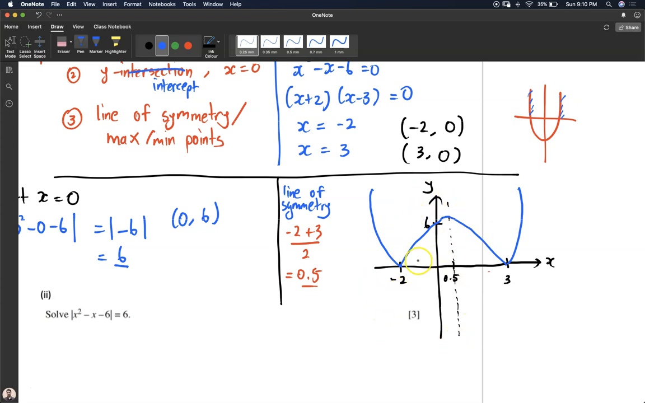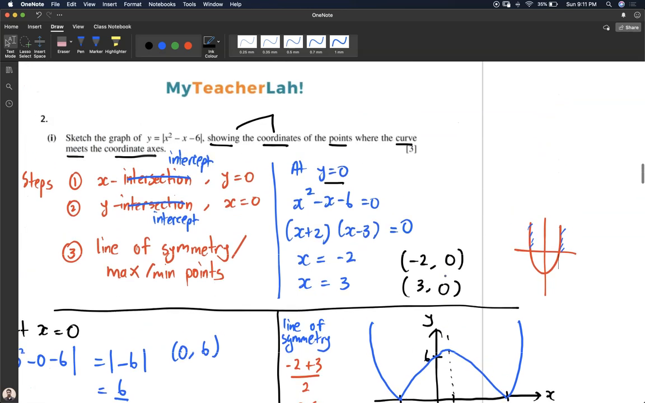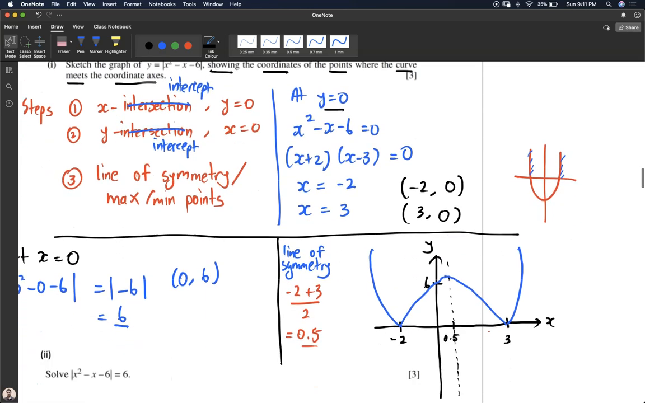So we are done. We showed all the intersections and we showed the line of symmetry. So we're good. That's all the marks that you're going to get. Okay, double check. Yes, we're done.